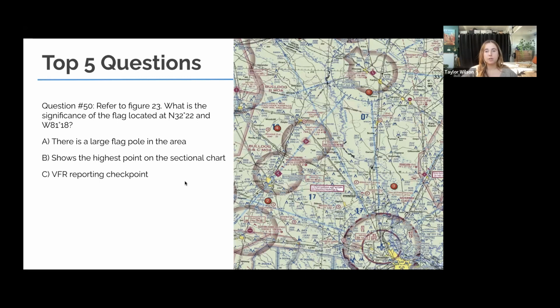Okay, refer to figure 23. What is the significance of the flag located at 32 degrees, 22 minutes north and 81 degrees, 18 minutes west? There's a lot going on in this chart, but I will give you guys a few minutes to sort it out, and then I will walk you guys through it.